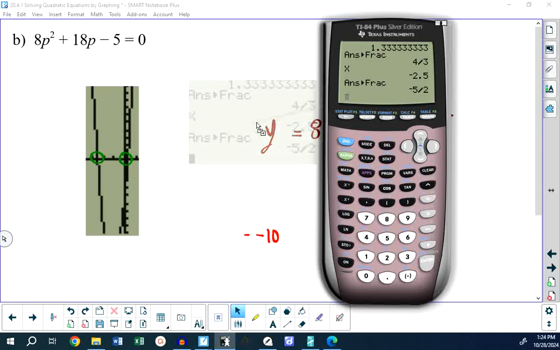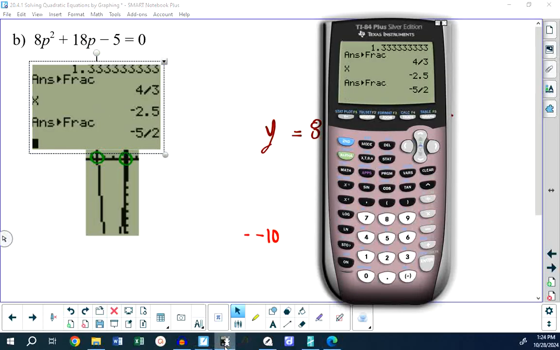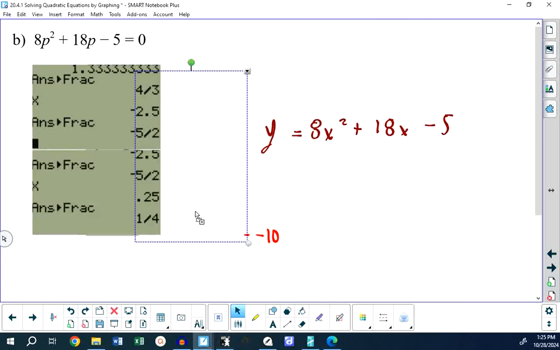So one of our solutions is this number here, -5/2. The other, I'm guessing is going to be 0.25. Now, I can tell it's going to be 0.25 by looking at the equation and not the graph, and that's something you will learn eventually. So 0.25, which, of course, is 1/4. So here are our two solutions.